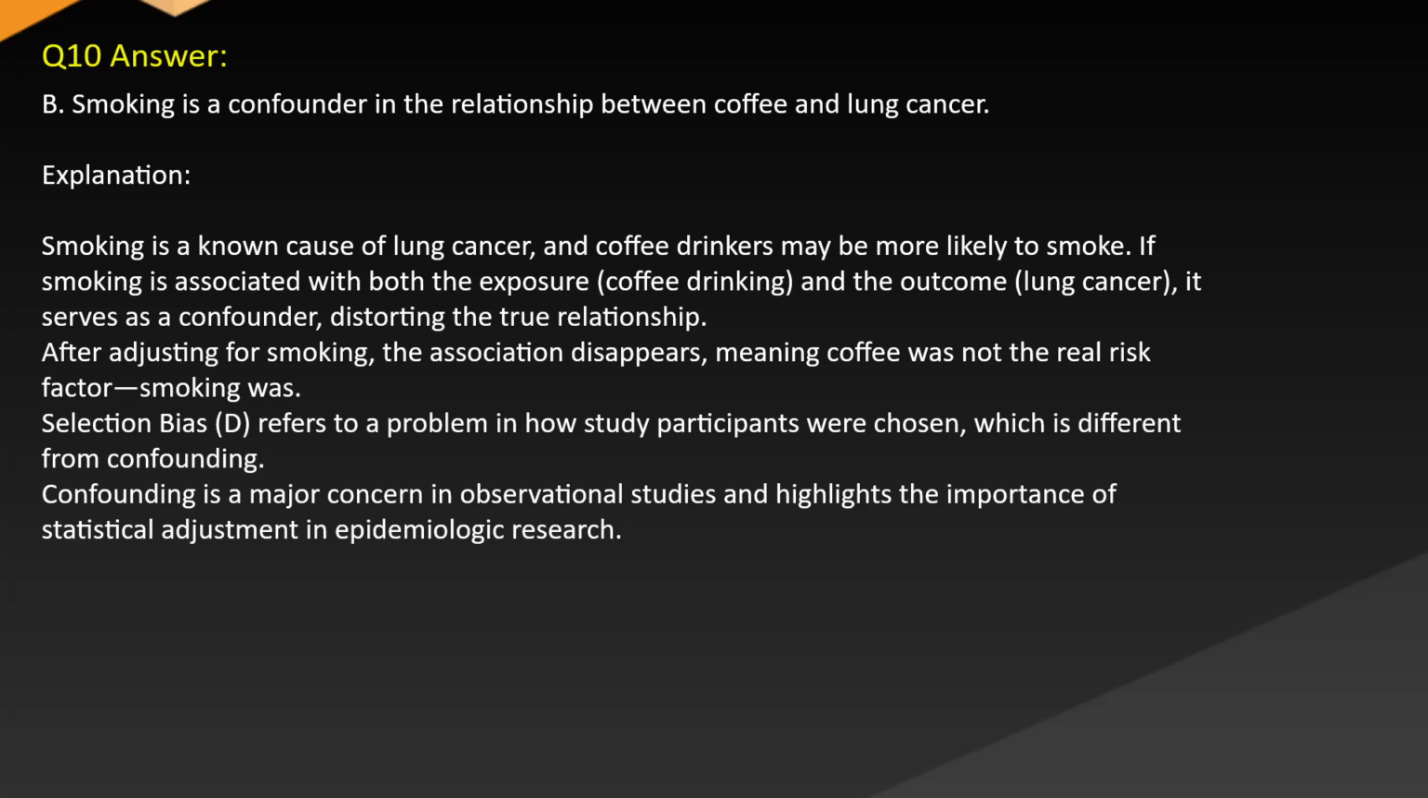Answer B. Smoking is a confounder in the relationship between coffee and lung cancer. Explanation. Smoking is a known cause of lung cancer, and coffee drinkers may be more likely to smoke. If smoking is associated with both the exposure, coffee drinking, and the outcome, lung cancer, it serves as a confounder, distorting the true relationship. After adjusting for smoking, the association disappears, meaning coffee was not the real risk factor. Smoking was. Selection bias, D, refers to a problem in how study participants were chosen, which is different from confounding. Confounding is a major concern in observational studies and highlights the importance of statistical adjustment in epidemiologic research.